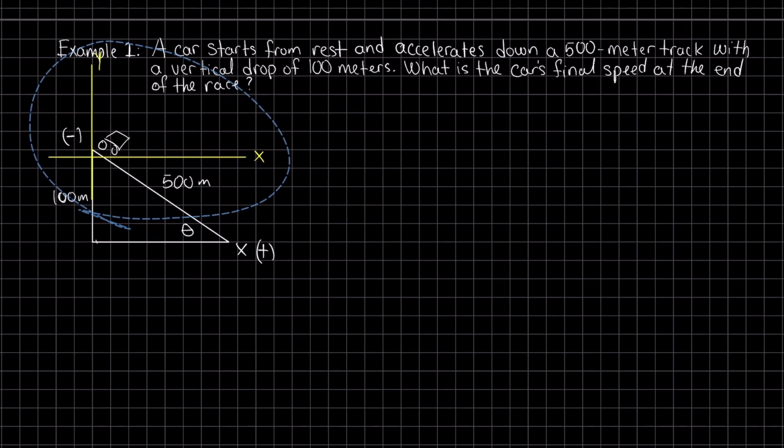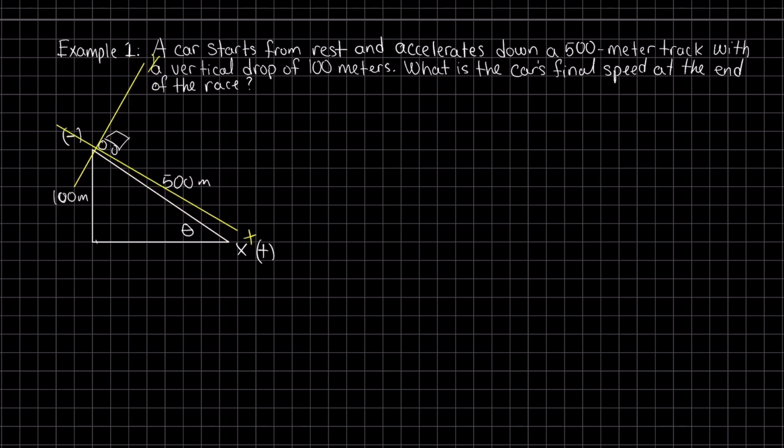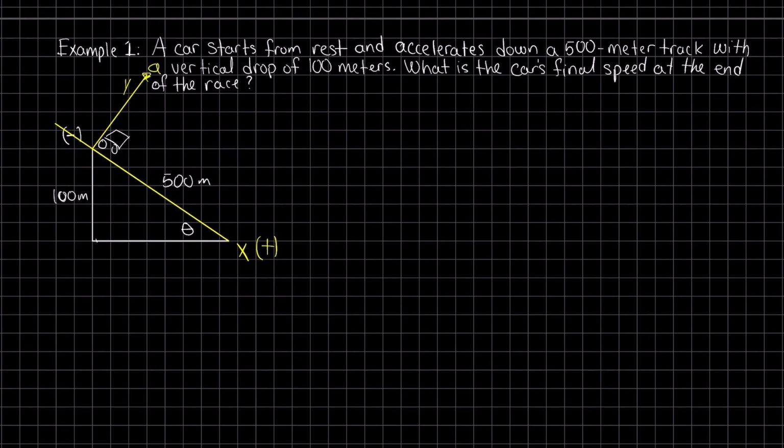Then what's going to happen is that I'm going to tilt my axis so that the horizontal is in line with the motion. So my positive x-axis is going to be going down the ramp. The negative is going to be going backwards. And of course, up and down is where they belong. So my car is going to start at the origin and is going to fall all the way down this 100-meter drop on the surface that is 500 meters long.